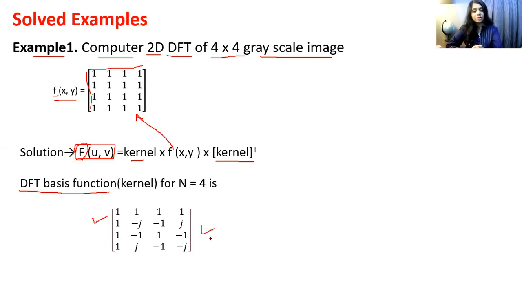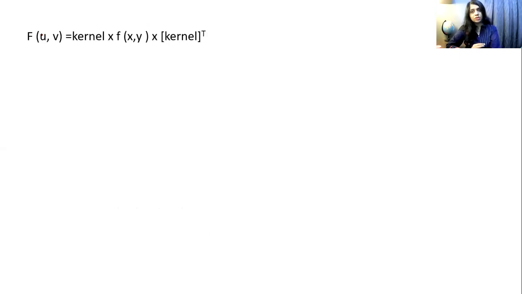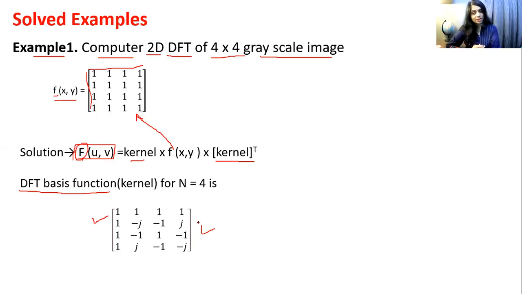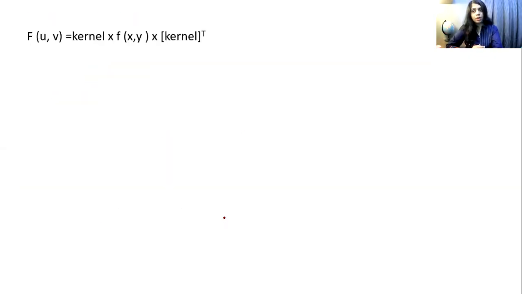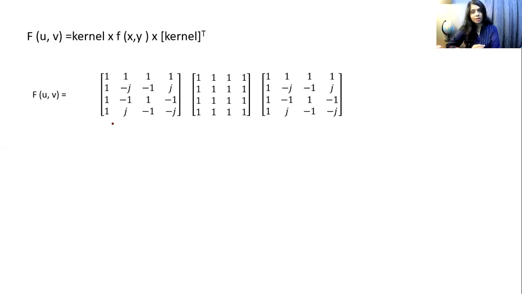So how to solve this? Very simple. You know this formula: kernel into f of x comma y into the transpose of the kernel. This is nothing but matrices. So take this kernel, write it out here, then take the image f of x comma y and then again multiply by the transpose. Here the transpose of this is this, and both are the same because their rows and columns are the same, so it will not make any change.